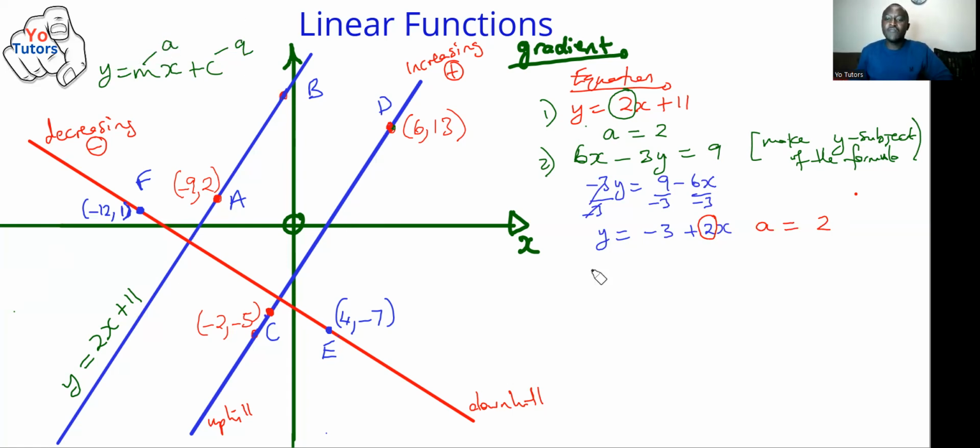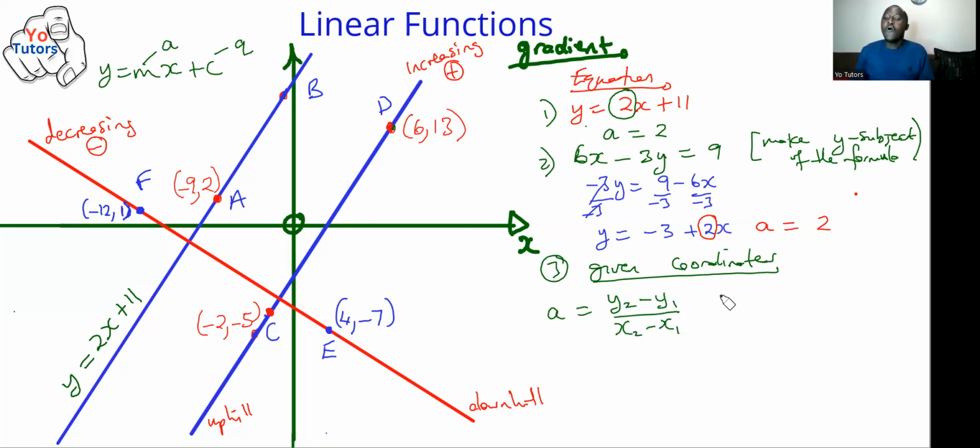Okay. Now let's move on to the calculation of the gradient given coordinates. How do we get the gradient? We know that m or A, let's use A, is equal to y2 minus y1 over x2 minus x1. You only get this from your coordinates. Coordinates start with x, so it's going to be x2, y2, then you have another coordinate, x1 and y1.